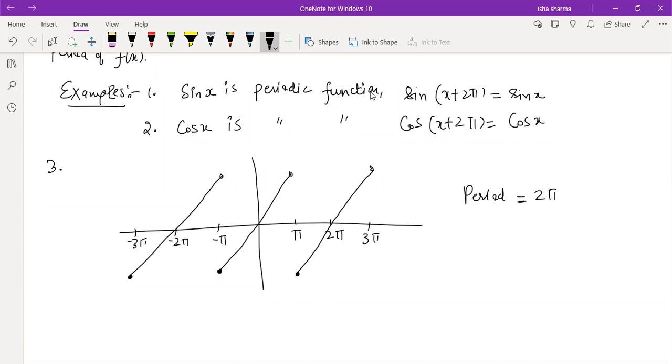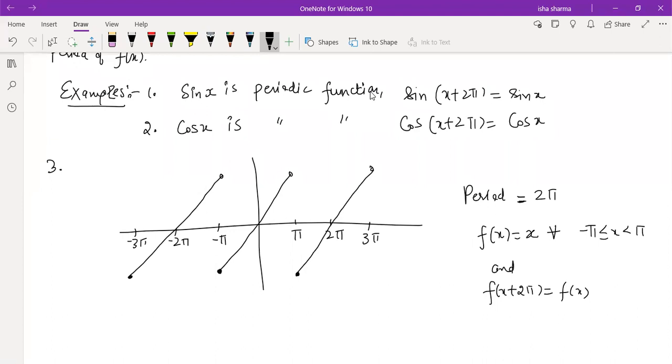And if you want to write mathematically, this function can be defined like f(x) is equal to x for all x belonging to the interval minus pi to pi. And how to represent its periodicity is just by this formula: within minus pi to pi it is defined by f(x) is equal to x, and for points lying outside that interval, you can compute values using this relationship, that f(x plus 2 pi) is going to be same as f(x), right?